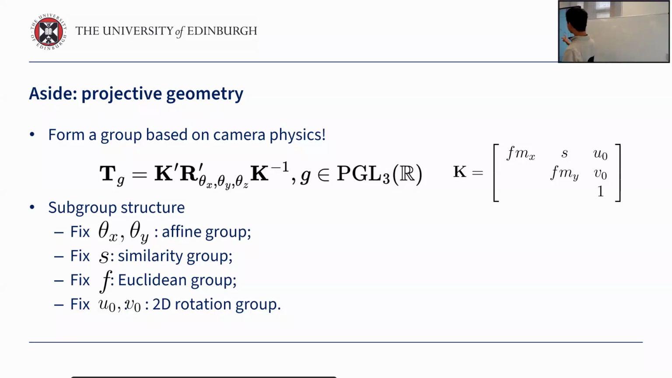And then by fixing these parameters in this transformation, we can recover subgroups of the projective general linear group. For example, if we fix theta x and theta y, we can't pan and tilt, and we recover the affine group, which is a subgroup. By fixing the skew, we get the similarity group. So you can zoom in and out, and you can turn around, but you can't skew. Let's say you fix the focal length, so you can't zoom in and out anymore, then you get just the Euclidean group in 2D, so that's rotating and translating, and that's what's been considered already in equivariant imaging. And if you fix the principal point, so you can't translate as well, then you can only rotate, and you recover the SO(2) rotation group.